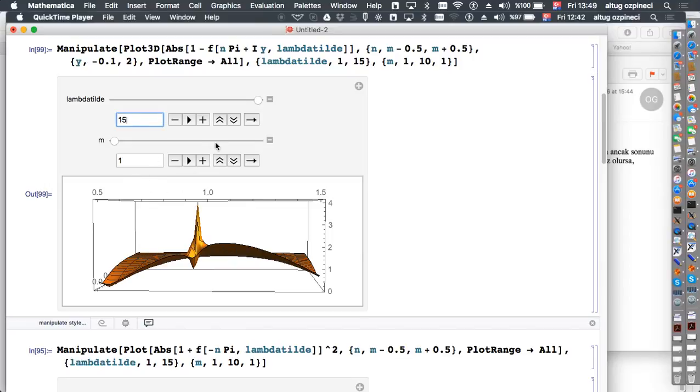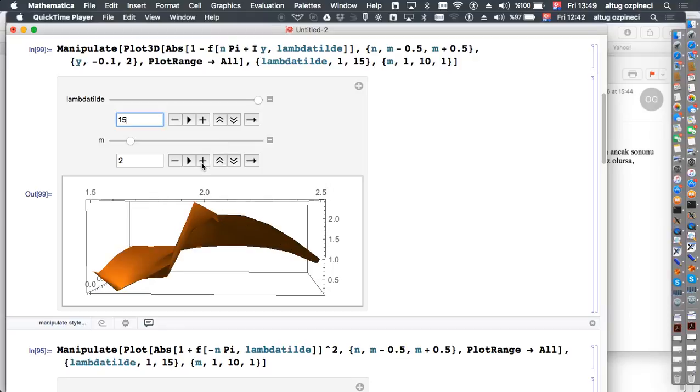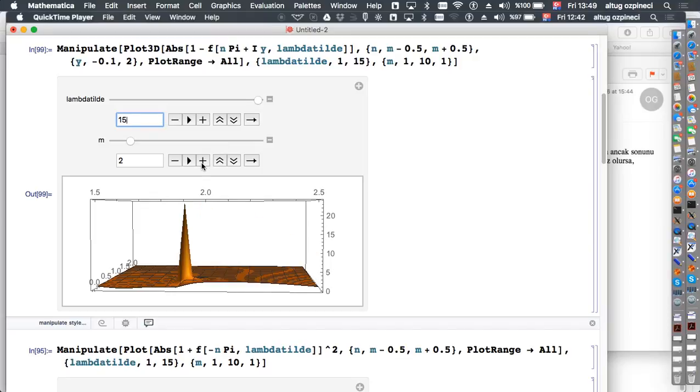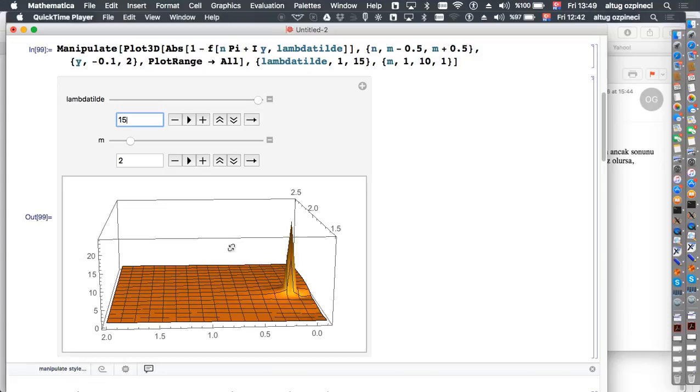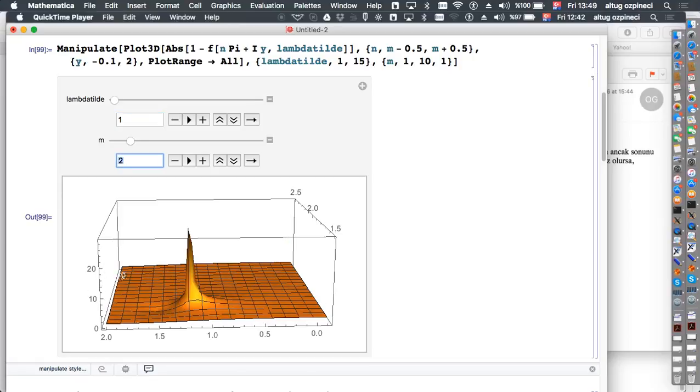Now, if we look at the second one, well, the second one is also very close to 2. And this is for a large value of lambda. Very close to 2, and the imaginary part is again very small. Well, if we make lambda smaller, it moves away.